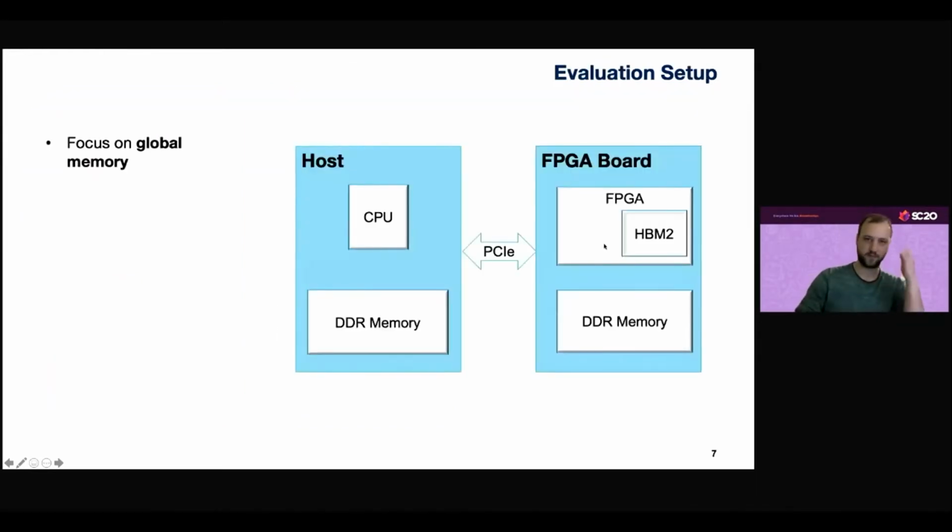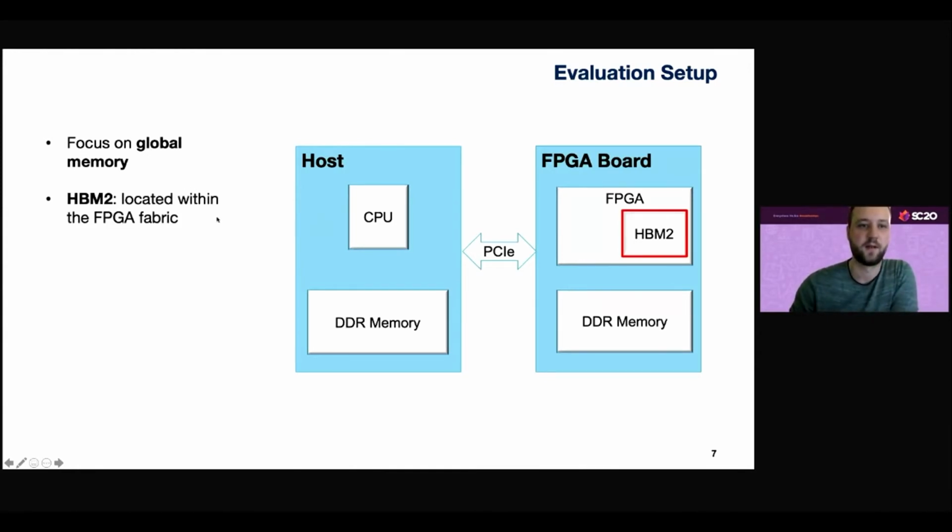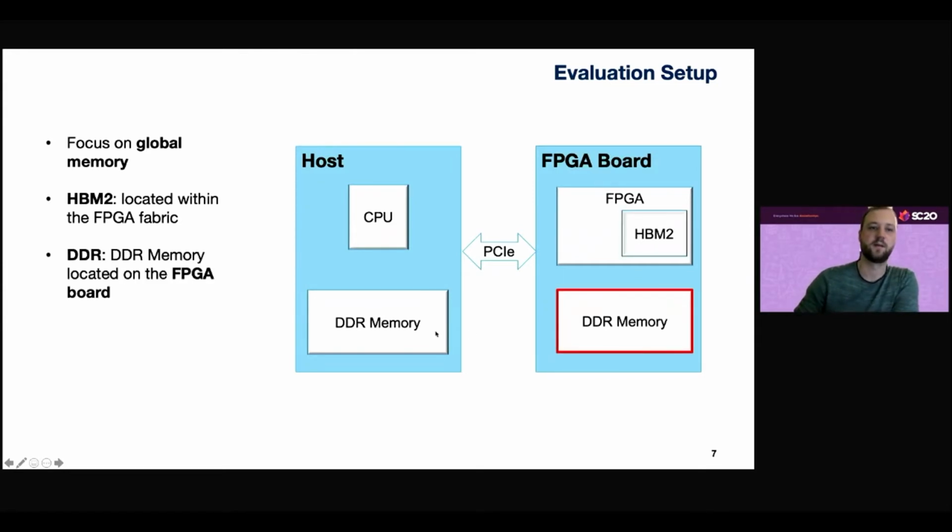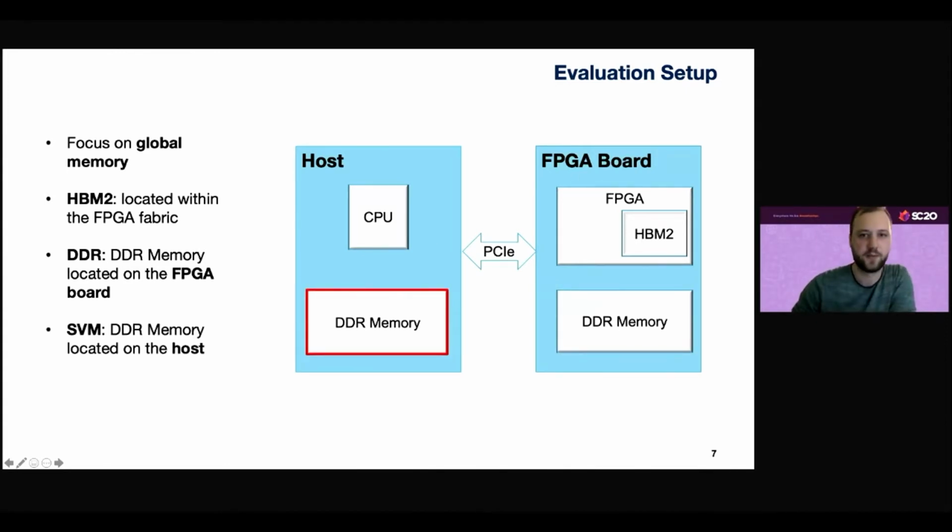So maybe to get an impression of how this all works together. With our benchmarks, when we talk about memory, we talk about the global memory that we use in the FPGA. Again, we have the high bandwidth memory that is most often located directly on the FPGA fabric. We have the DDR memory, which is the DDR memory located on the FPGA board. And we have shared virtual memory, which means that we actually access the host DDR memory over the PCI Express connection between host and FPGA board.